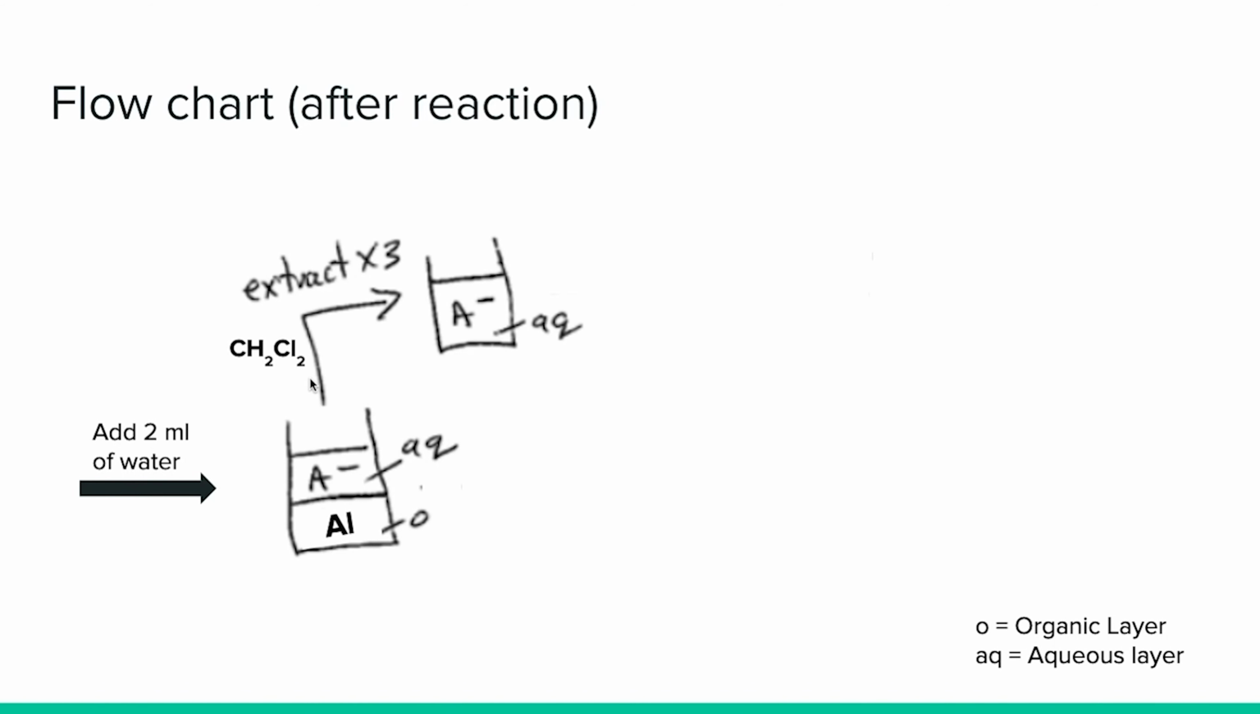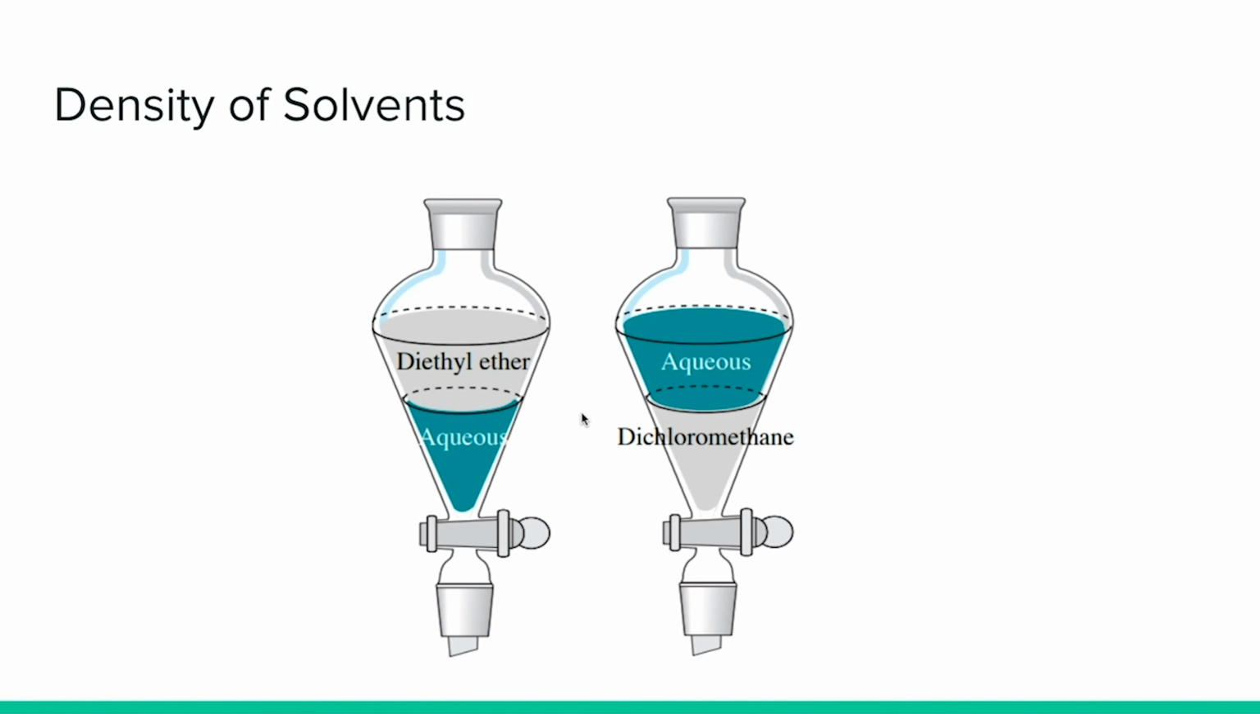Let's briefly talk about solvents and extraction to understand this step better. In lab, we'll commonly use diethyl ether and dichloromethane as solvents. Diethyl ether is less dense than water, so it's going to be above the aqueous layer, which is 1 gram per milliliter. Dichloromethane is more dense than water at about 1.3 grams per milliliter, so it's going to be below the aqueous layer. If we have all three layers, we would have diethyl ether, water, and dichloromethane.